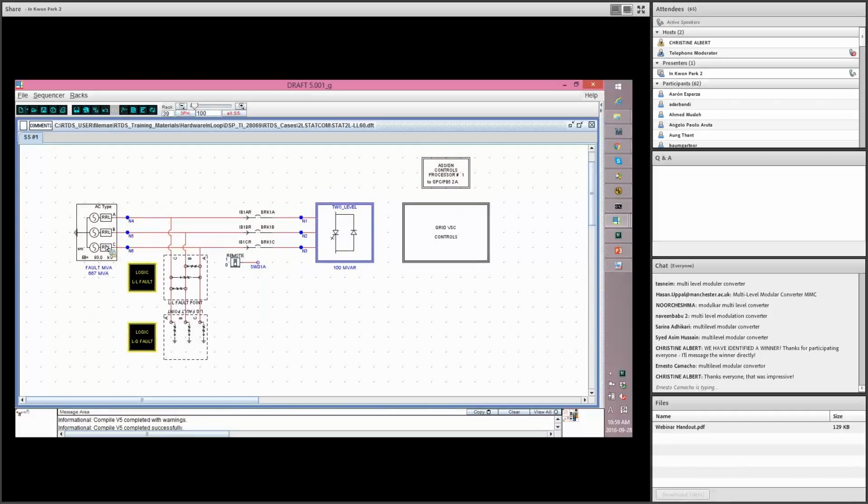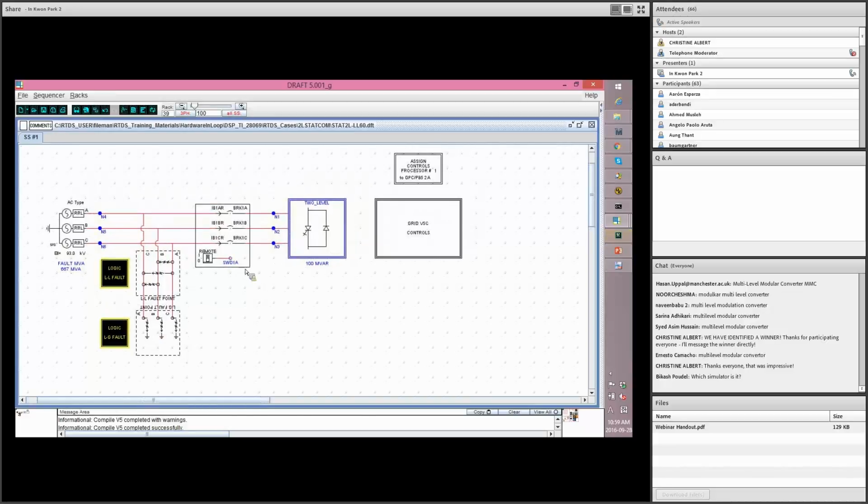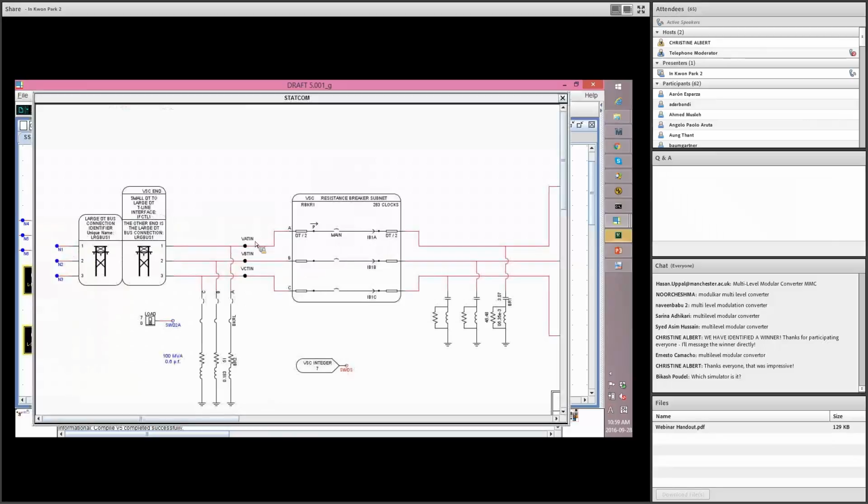Then next to that three-phase source, we have a fault model. We have a line-to-line fault and a line-to-ground fault, so we can simulate the behavior of a STATCOM system when we apply a fault, such as line-to-line or line-to-ground. And we have a circuit breaker in here. Then let's have a look at our small time step simulation.